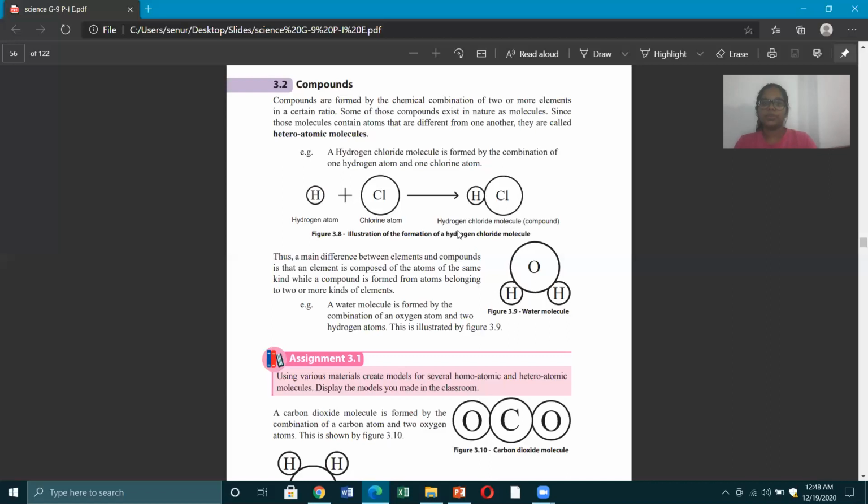Okay, so compounds are formed by the chemical combination of two or more elements in a certain ratio. I hope that the definition is clear. Some of those compounds exist in nature as molecules.